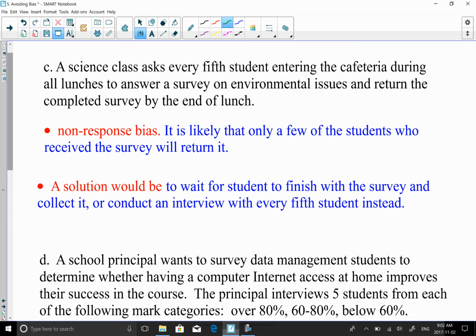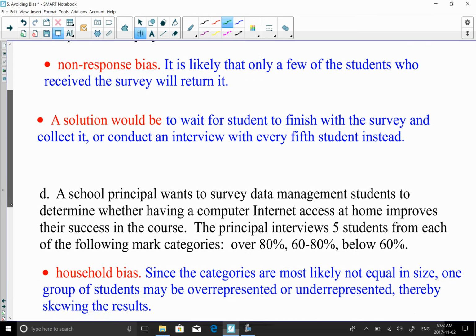The next one: a school principal wants to survey data management students to determine whether having computer and internet access at home improves their success in the course. The principal interviews 5 students from each of the following mark categories. Peter? That'd be helpful. That's household, exactly.